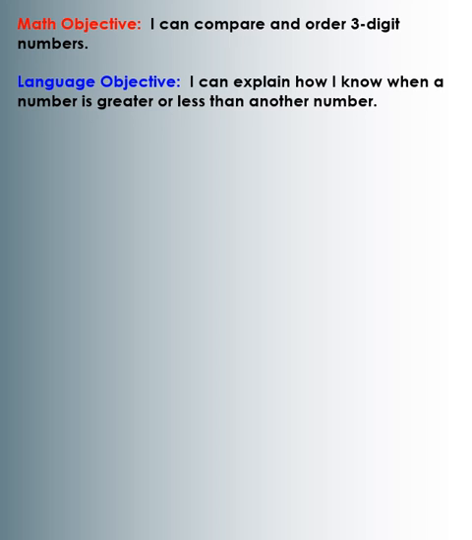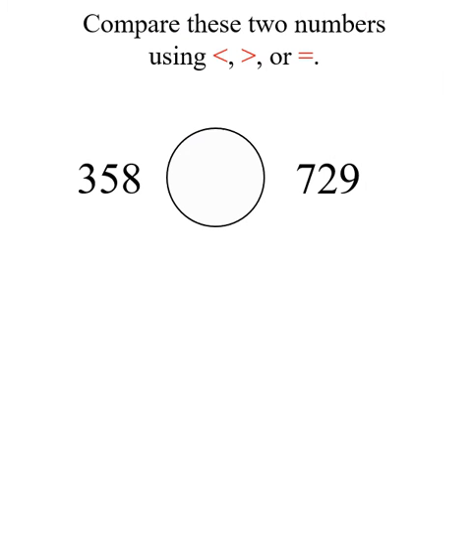Today we are going to compare and order three-digit numbers, and we are going to explain how we know when a number is greater or less than another number. So if I look at two three-digit numbers, being able to tell if one number is greater than or less than another number. As you can see, I have two three-digit numbers. I have 358, and I'm comparing that to 729.